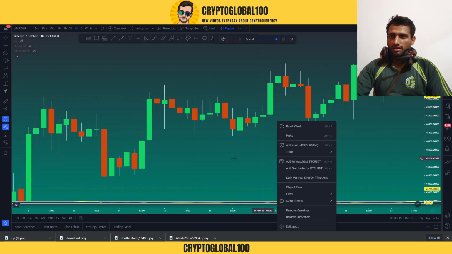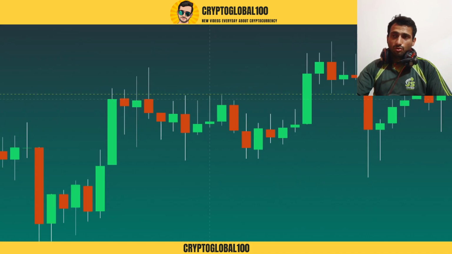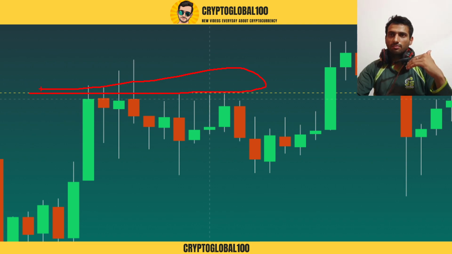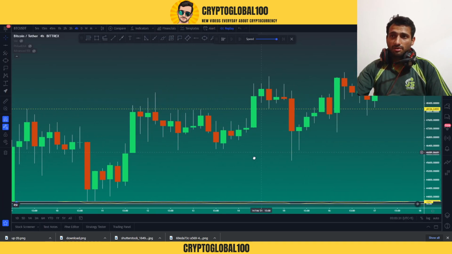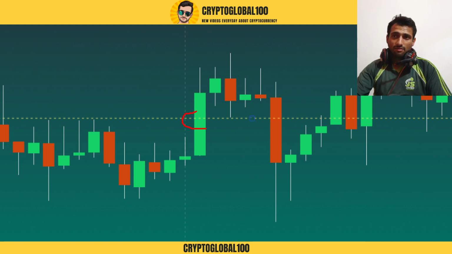Now what happened next? The price never came down to this level because there was more upside pressure from the buyers. The buyers were trying to break this area of resistance. So what happened next? If we take a look here, once this level was broken, which was previously the resistance, this candle broke the resistance, and now this area became the support.